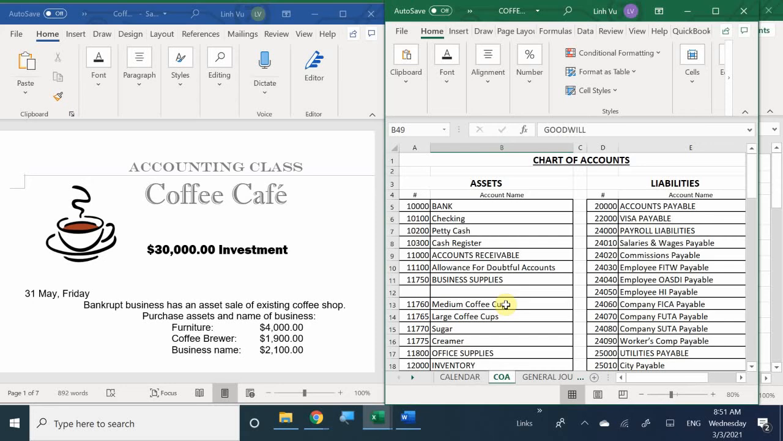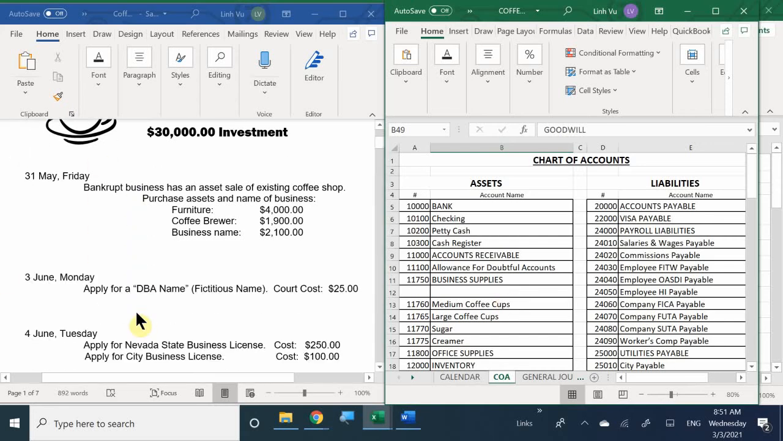So let's see what happened next. Oh, what do you know? On June 3rd, we apply for a business license, okay? Or a fictitious name in this case. So we had to pay some court costs. Okay? So do you become a business when you apply for it, or do you have to wait for the application process? Like, do you actually get the DBA from the state?